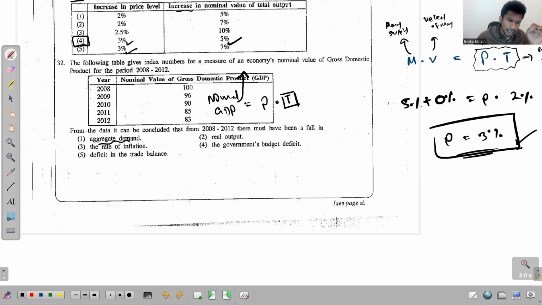If the aggregate demand decreases, yes, once again, it's possible for the opposite to happen, which means when the aggregate demand decreases, it's possible for this nominal GDP to decrease.